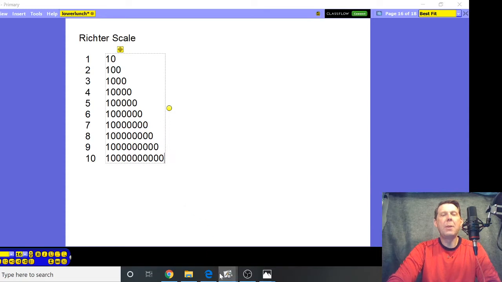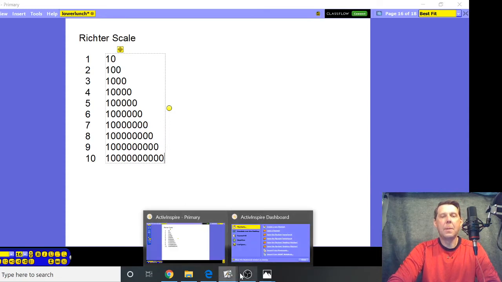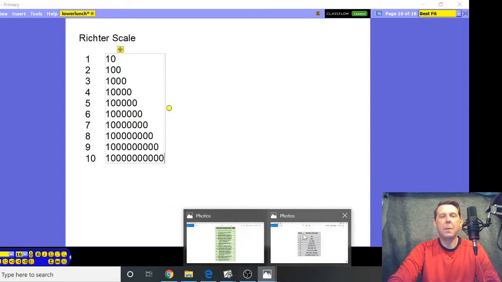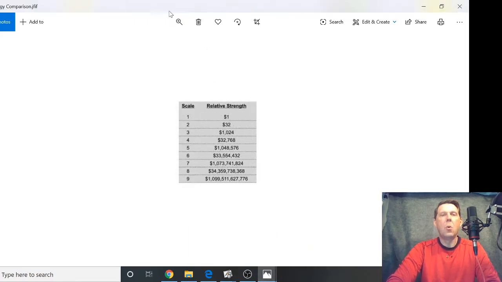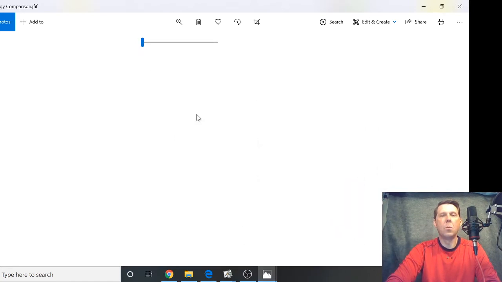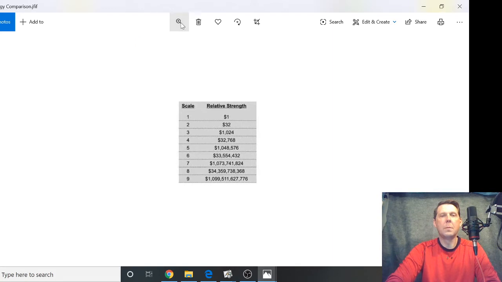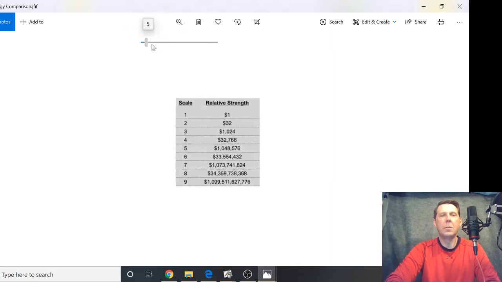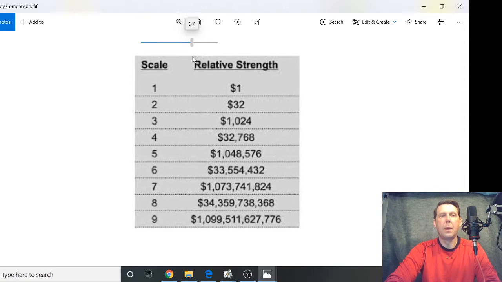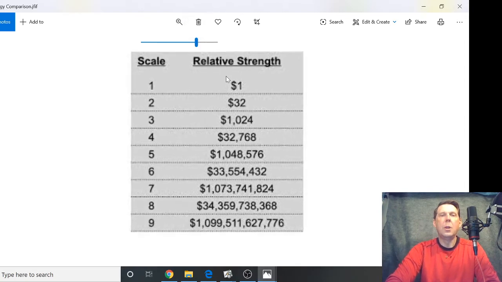If you want to get a better idea of the energy, let's see if I can pull this up here. Right, so relative energy. I'm going to make this picture a little bit bigger, hopefully. See if I can zoom in on it. There we go. So here's relative strength, or energy, like how much energy is in the earthquake.